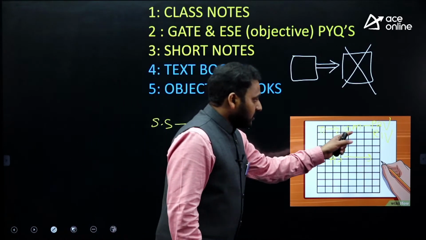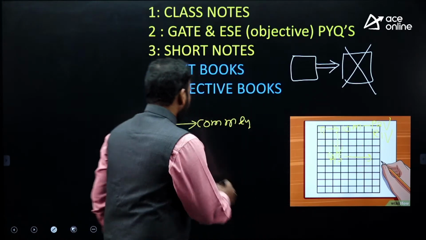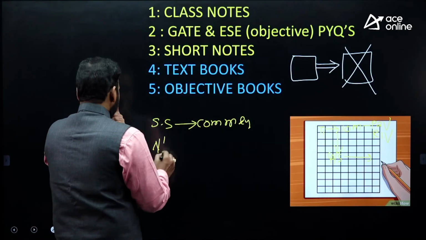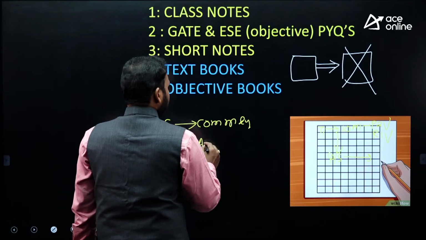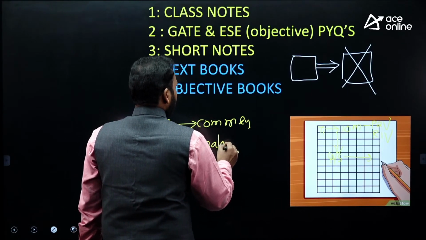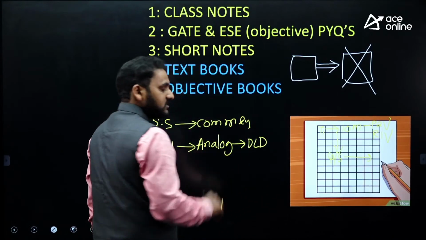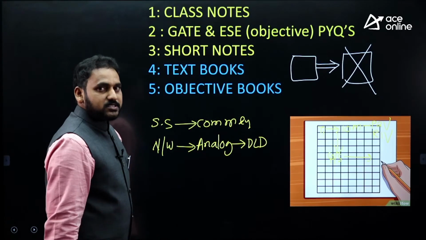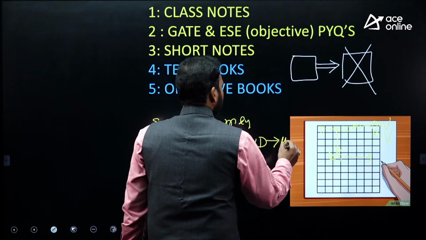After networks only, you can go for analog electronics, and then digital logic design. This is an order. If you have microprocessor, after digital, you should go to the microprocessor.